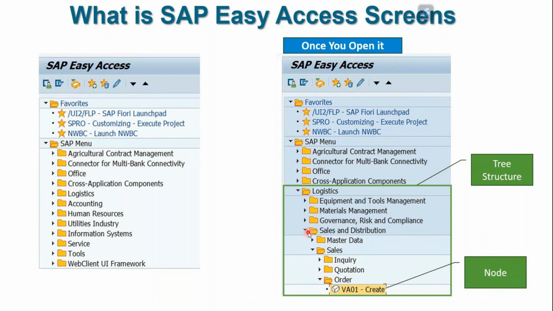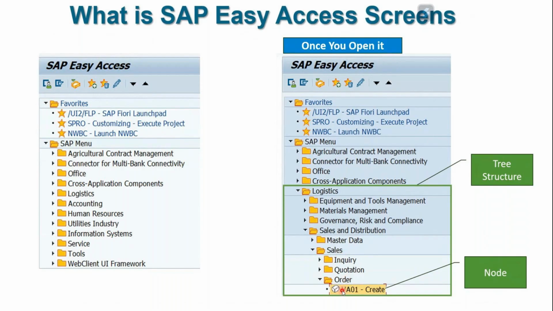Okay, so if you see here, this is a person who's trying to create a sales order. So logistics, within logistics, he says sales and distribution, then he says sales, then he says order, then he says create an order. And what SAP does is, this is a node of the tree. It's a tree-like structure. In the node, what it also shows you is the transaction code.